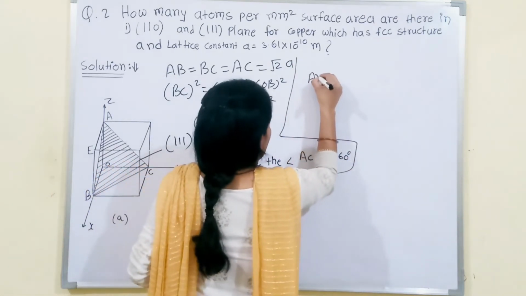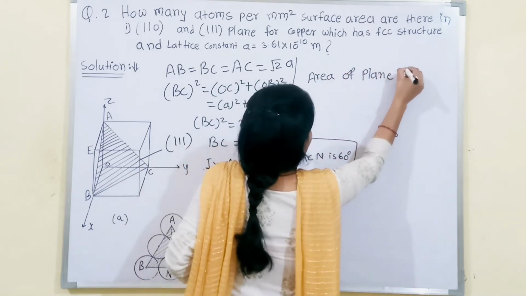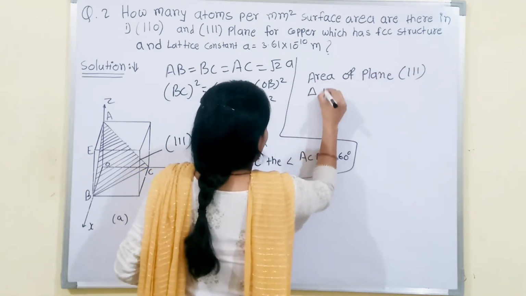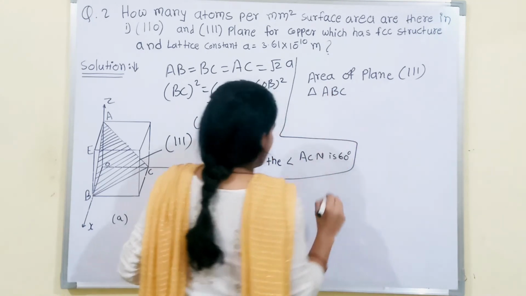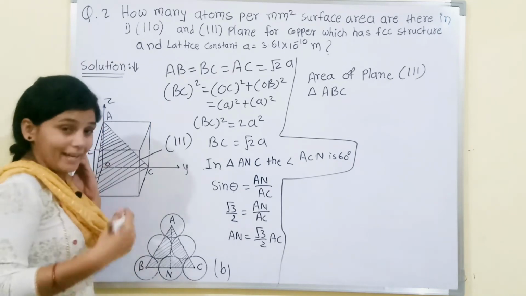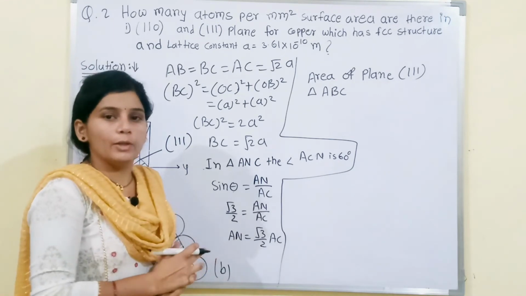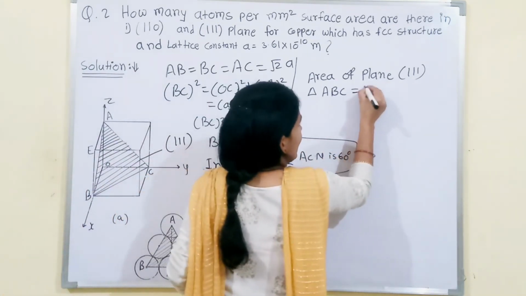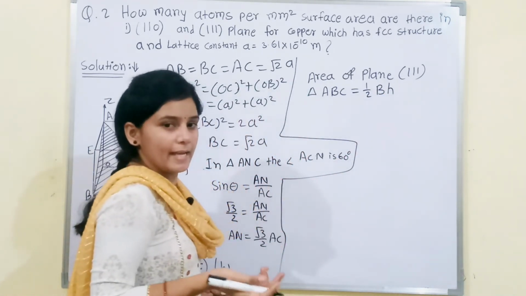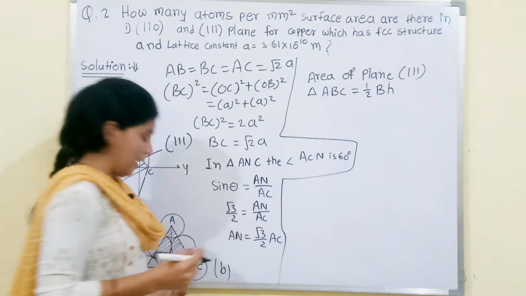Area of plane. Which plane? Area of plane 1 1 1, which is represented by triangle ABC. If triangle ABC is an equilateral triangle or any triangle, then we know that the area of a triangle is equal to 1/2 B into H. What is B? B is the base and H is the height. So we have calculated AN, that means height, and BC.